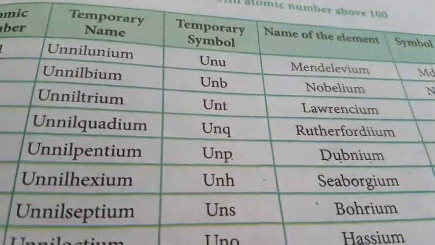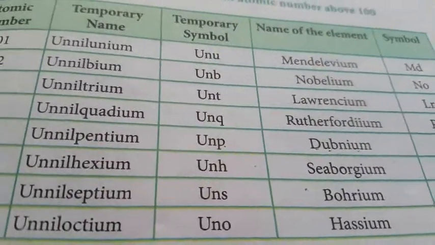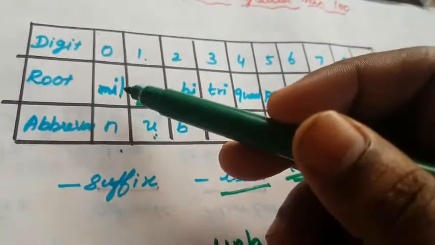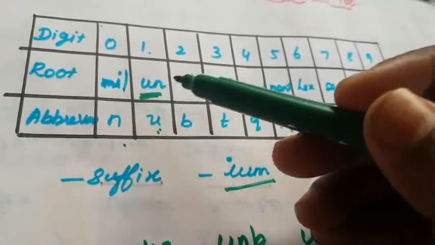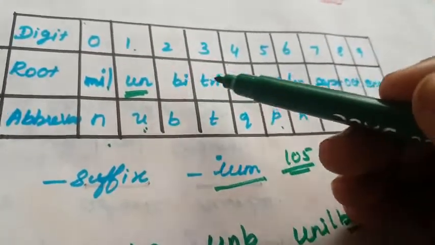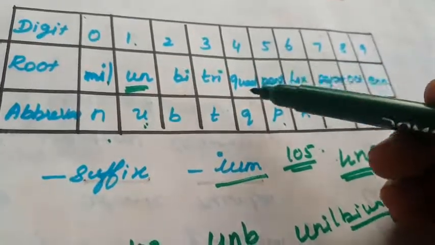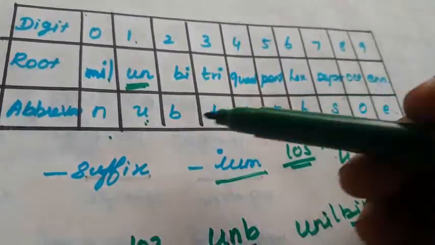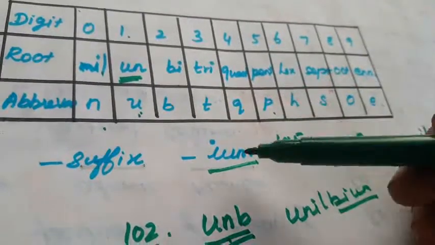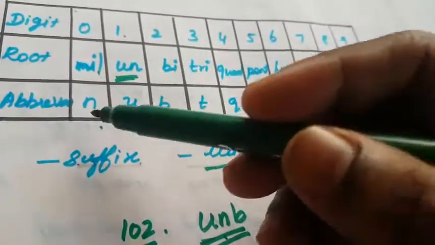First you write the table, and you can easily understand that. First you write the digits. What is the root word? 0 means nothing, that is nil. 1 means un, unity. 2 is bi, 3 is tri, 4 is quad. Remember, the thing is very easy. You combine the first letters of all these roots together and write the name.